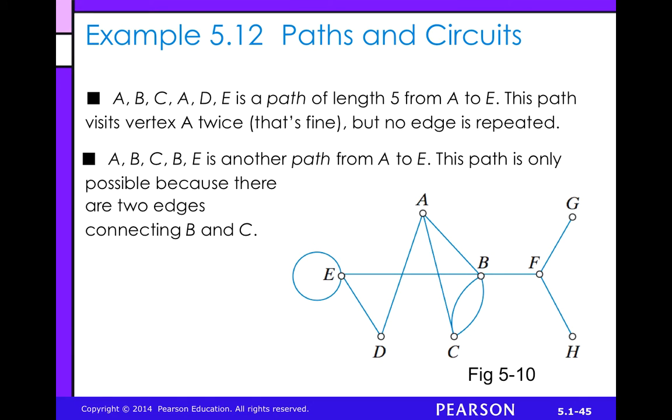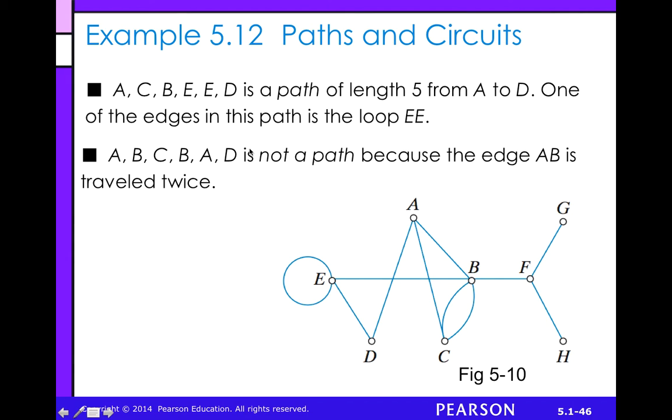A, B, C, A, D, E is a path of length 5 from A to E, and this path hits vertex A twice, that's fine. No edge is repeated, however. And this path here actually comes across that issue I just said. Like A to B, B to C, well, which one of these do you mean? If somebody writes a path like this and there's ambiguity, they basically mean it doesn't matter. So you can consider this path as being one of two different paths if you want to. You can go like A, B, B to C like this, or A, B, B to C like that. And either way is legitimate.